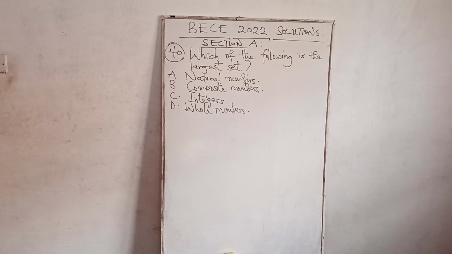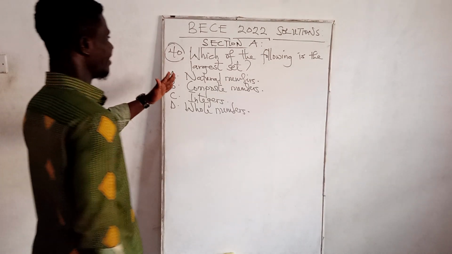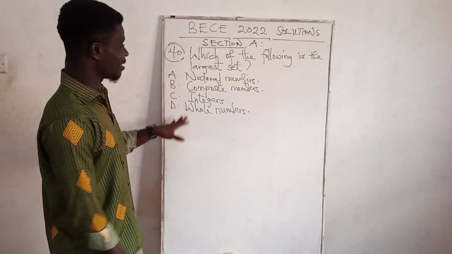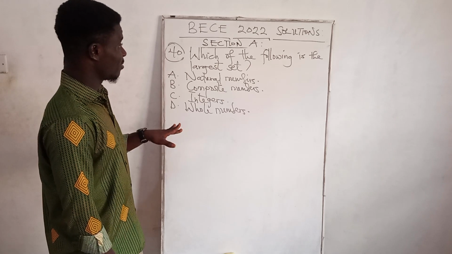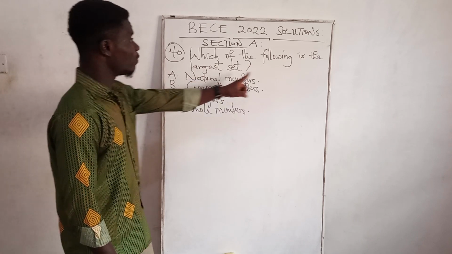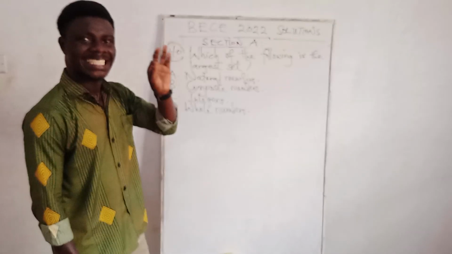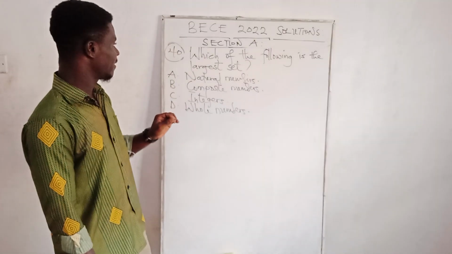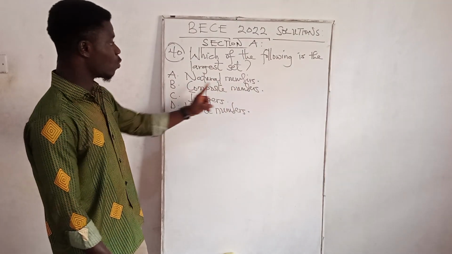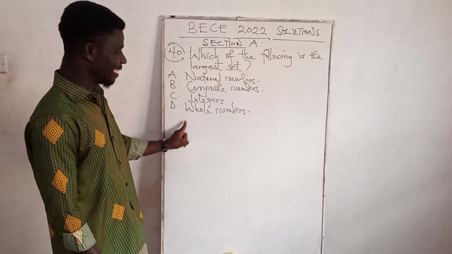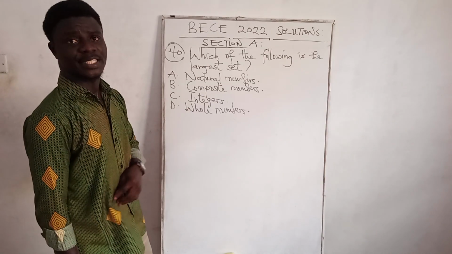All right. So now, this is our last question. Most of the students had this question wrong. It is very, very serious. Which of the following is the largest set? A. Natural numbers. B. Composite numbers. C. Integers. D. Whole numbers. The answer is integers. Why?